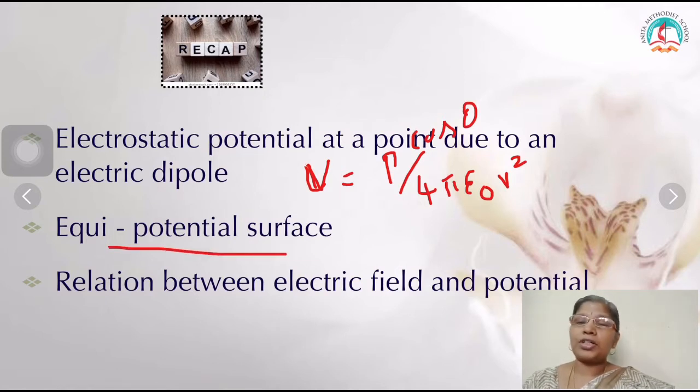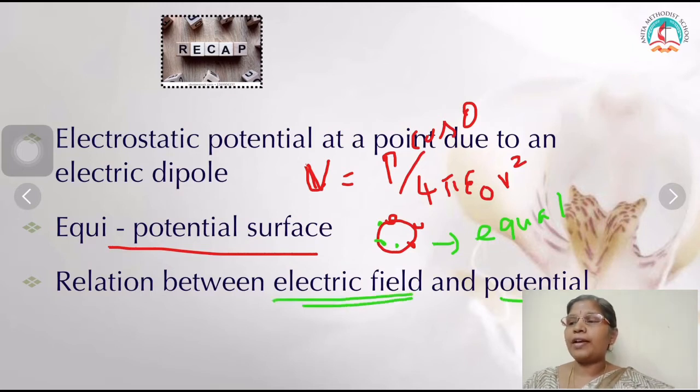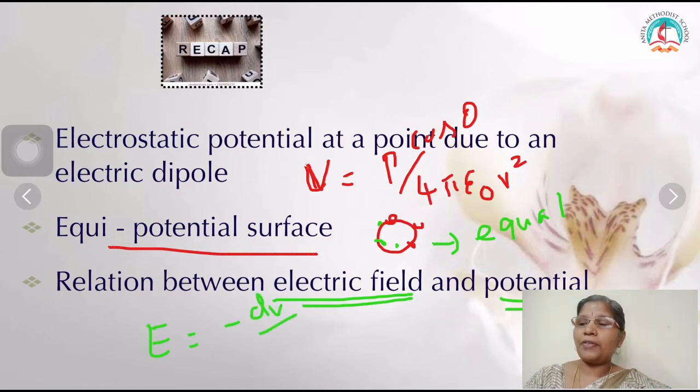Then equipotential surface. The potential at a particular point: however many points you select on the surface, all the potential values are equal, the same. That is an equipotential surface. Then the relationship between electric field and electric potential: E is equal to minus dV divided by dx. This is the relationship between electric field and electric potential.